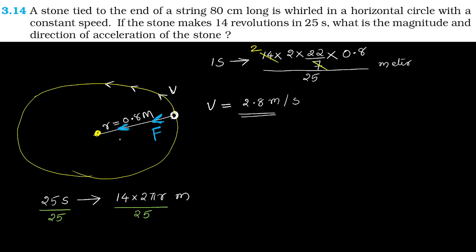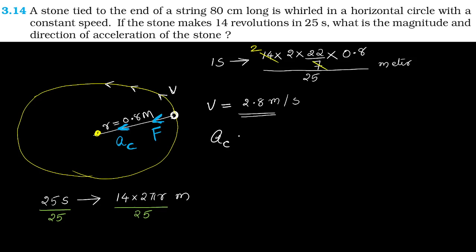Whenever there is a force, definitely there is an acceleration, which is said to be centripetal acceleration, because F equals ma. So whenever F is there, a is there. Understood? So there is an acceleration towards the center. That is our question: the only acceleration is towards the center. We are applying a force towards the center, hence there is an acceleration towards the center.